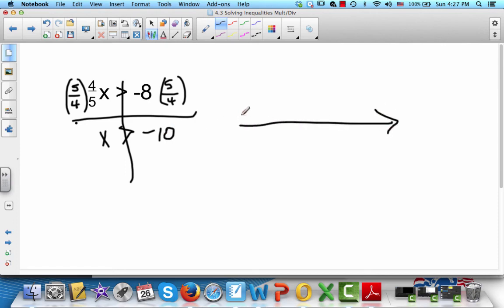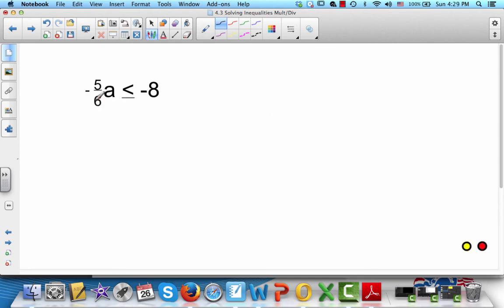And here we go with our graph. Put negative 10 here. It does not include the negative 10, so we put an open circle. It says is greater than, so that means we go to the right. Okay, so we've got negative 5/6 a. That means that to get rid of the negative 5/6, we're going to have to multiply by negative 6 over 5 on both sides of the inequality, negative 6 over 5.